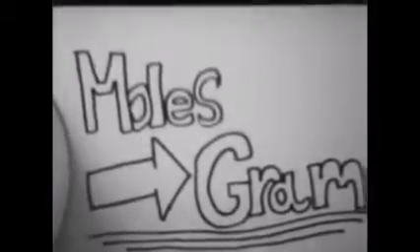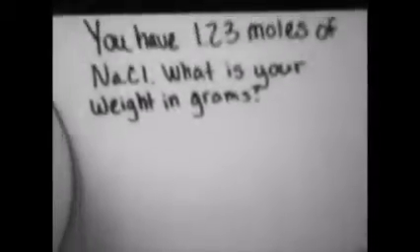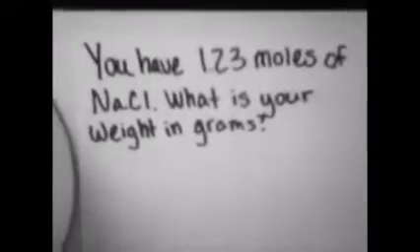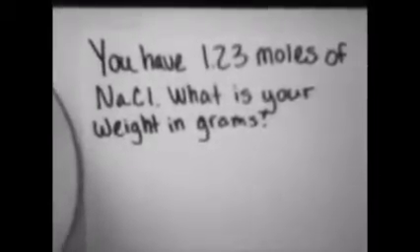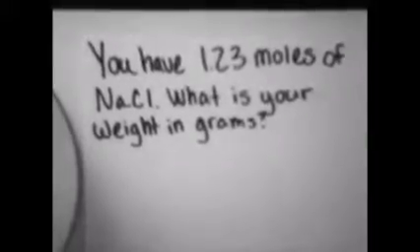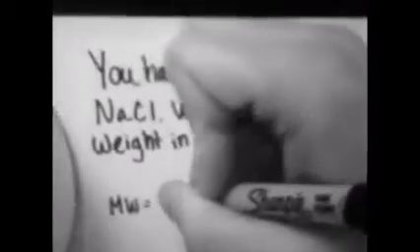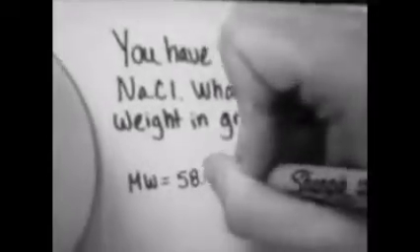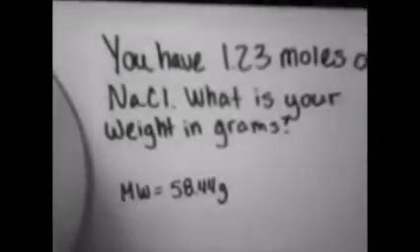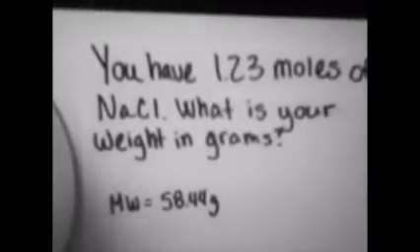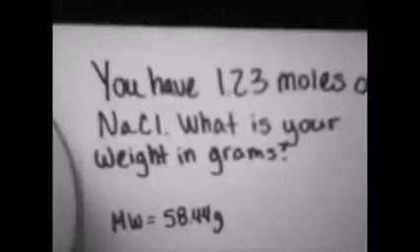So let's say you have this problem. You have 1.23 moles of NaCl. What is your weight in grams? So first, let's find the molecular weight. If you check the periodic table, you will see that sodium chloride has a molecular weight of 58.44 grams. Now, all you do is simply multiply your number of moles by the molecular weight, and that will give you your mass in grams.